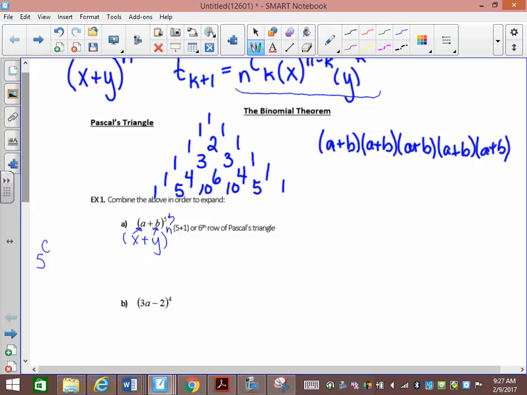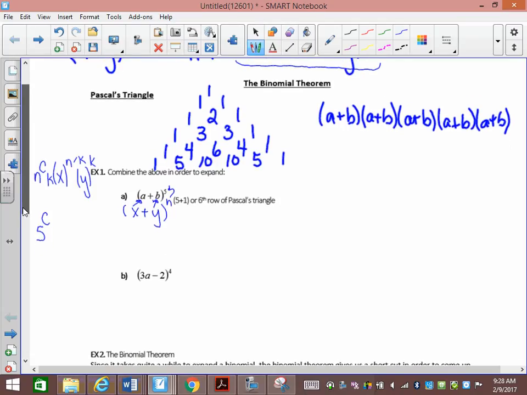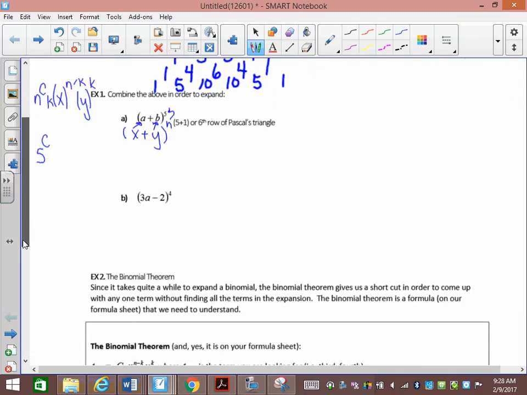So maybe write small. So we're going to go 5Ck. Remember the formula is nCk x to the n minus k y to the k. That's what we're going to plug in. We have to do this for every single term. There's going to be 6. So we're going to go 5C0 because term 1, k is 0.